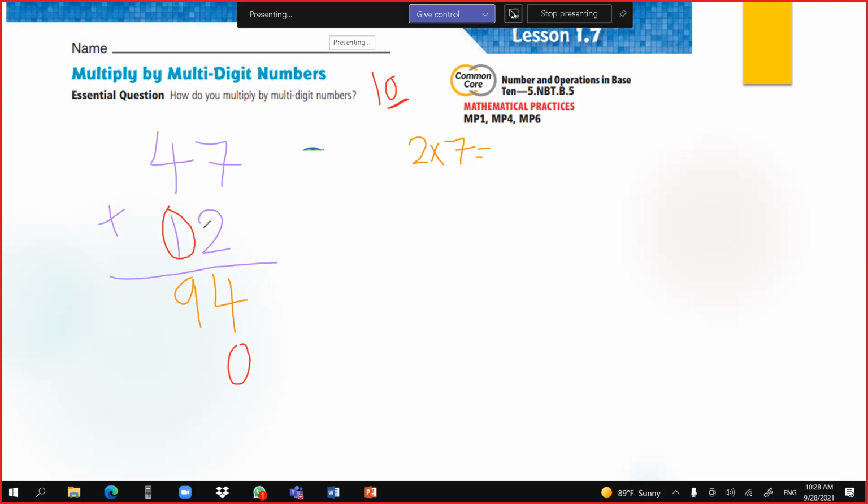Now I'll multiply the number 1. 1 times 7 is 7. And 1 times 4 is 4. Then I will add: 4 plus 0 is 4, 9 plus 7 is 16, and 4 plus 1 is 5. So multiplying 47 by 12, the answer is 564.